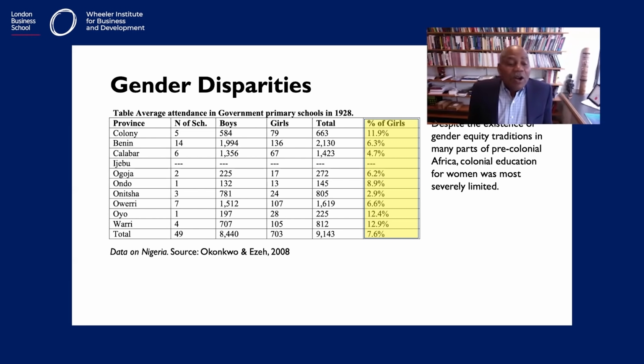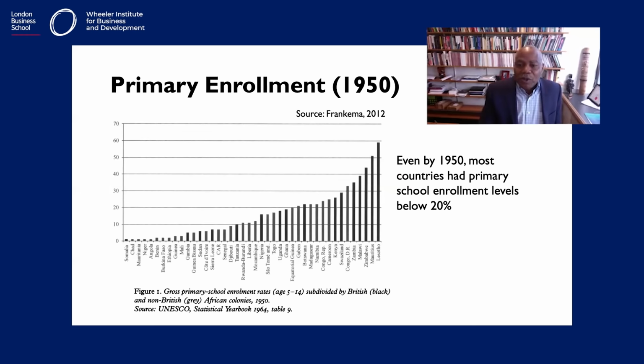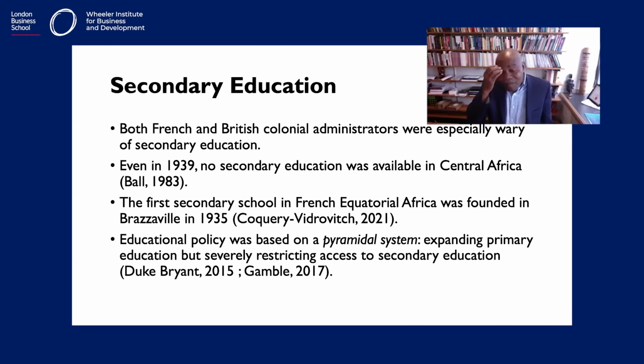In Nigeria, only 7.6% of the enrolled children in 1928 were girls. And in some places, actually, like Onitsha, it was less than 3%. So things have not changed drastically over time, because by 1950, most countries had a primary school enrollment rate of less than 20%. Something which is also very important to note is the disparity in level, primary versus secondary education.